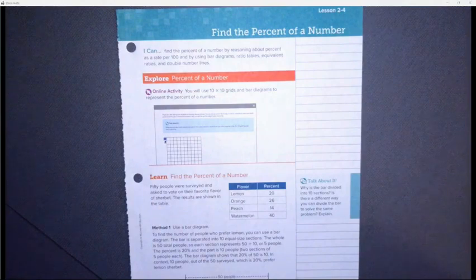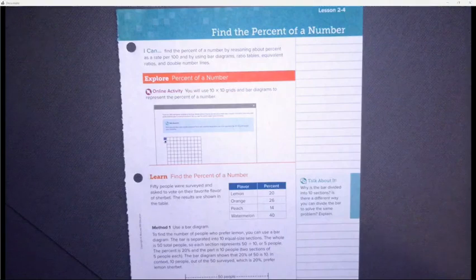Today we're going to find the percent of a number. This is lesson 2.4 in our Tennessee Reveal math book. And the I can statement states that I can find the percent of a number by reasoning about percent as a rate per 100 and by using bar diagrams, ratio tables, equivalent ratios, and double number lines.